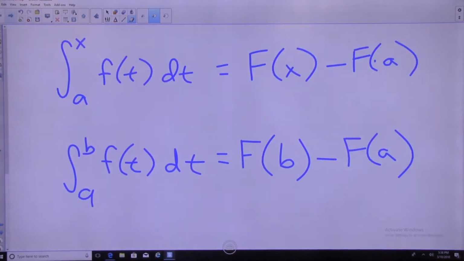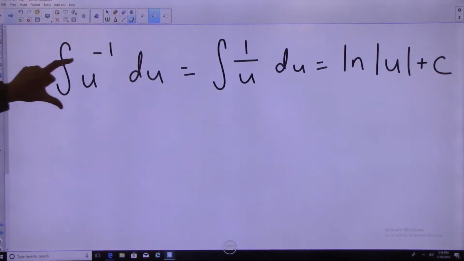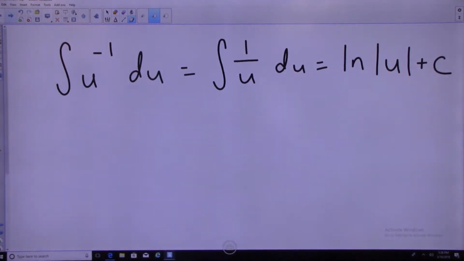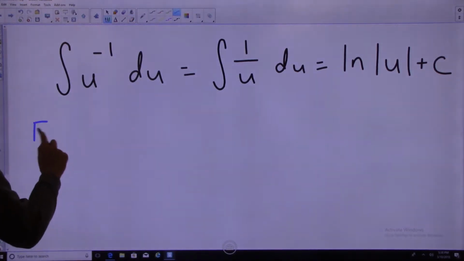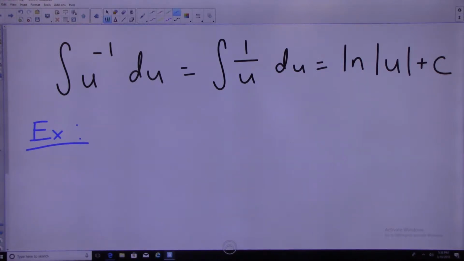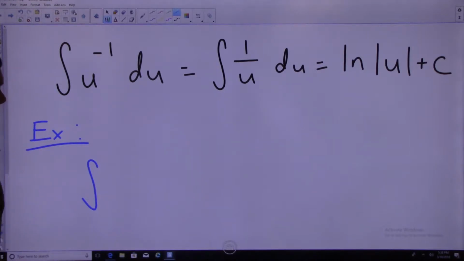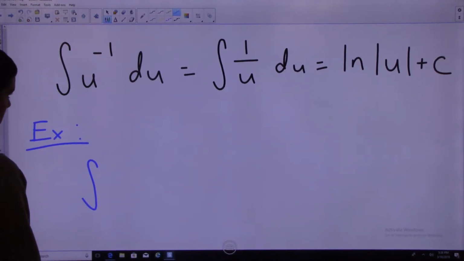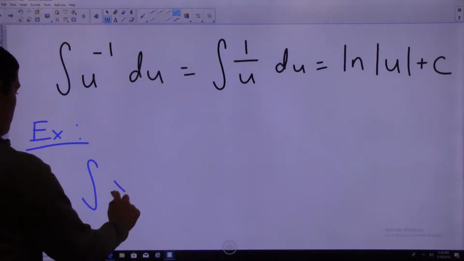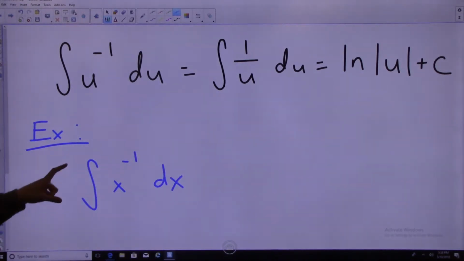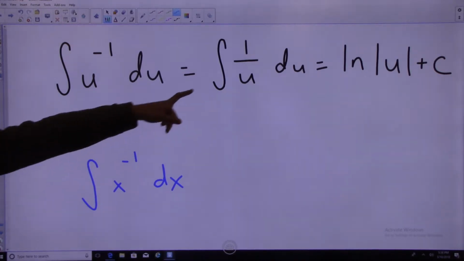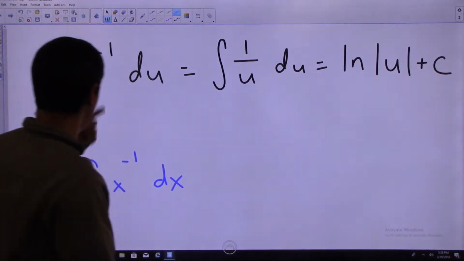So let's look at this. This is one of the formulas on your formula page, and I want to explain why this one's true. Let me give you an example where you use this formula. What if we had the integral of x to the negative 1 dx? Notice this is an indefinite integral, so we're going to have this plus c. You guys see what that is? It's an indefinite integral.